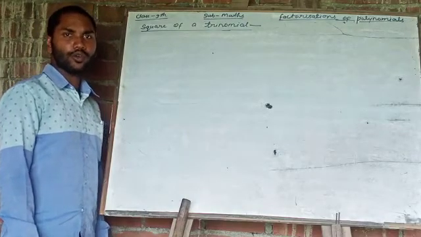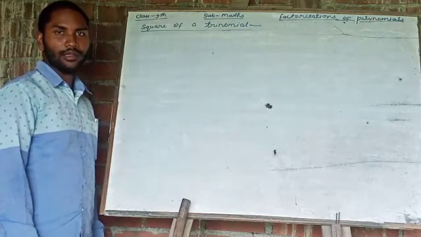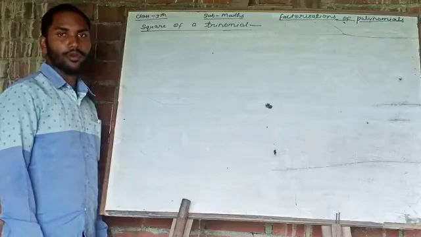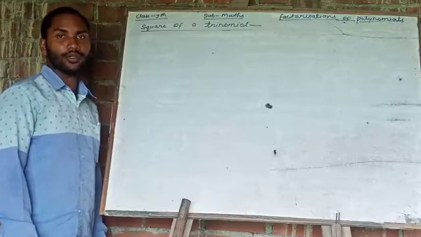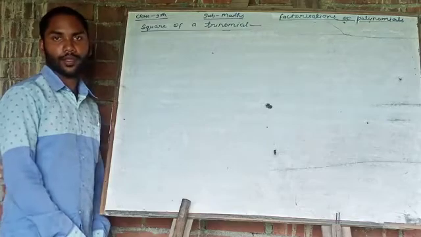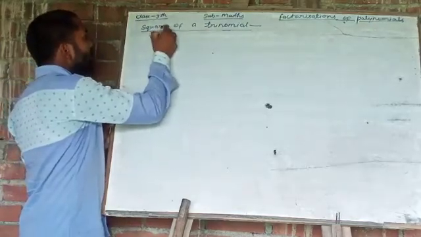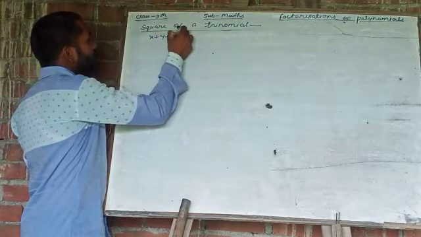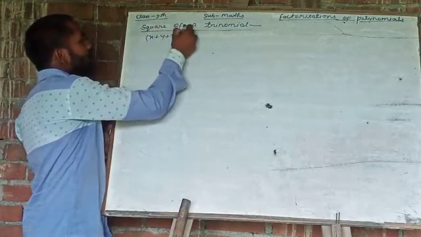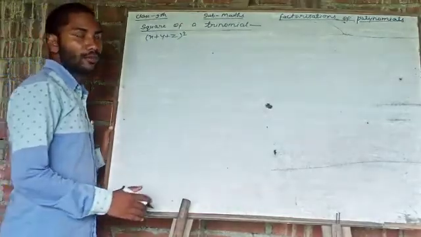In the previous video, we discussed the factorization of quadratic trinomials. In this video, we are going to discuss the square of a trinomial. Suppose a trinomial is x plus y plus z. We will square this one. So first of all, we will find out the formula.